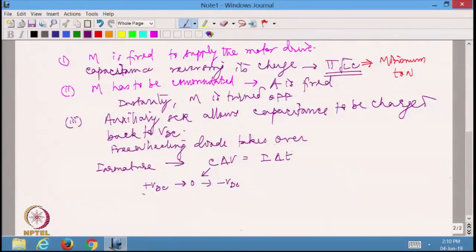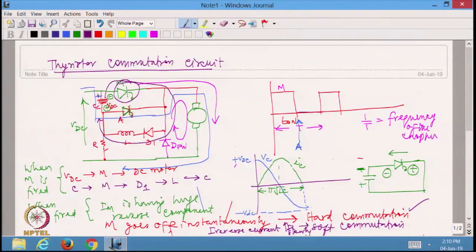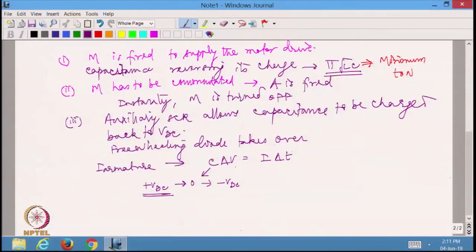So whenever it is having the voltage with the polarity plus here and minus here, then this main thyristor is going to be reverse biased. Only if it is reverse biased, it is going to be turned off properly. So how long will it be reverse biased? Until this voltage becomes 0. So delta V in this case happens to be VDC, C is the capacitance value, and I is the armature current, multiplied by delta T. So how long it takes to reverse is governed by the capacitance, the DC voltage and the load current.